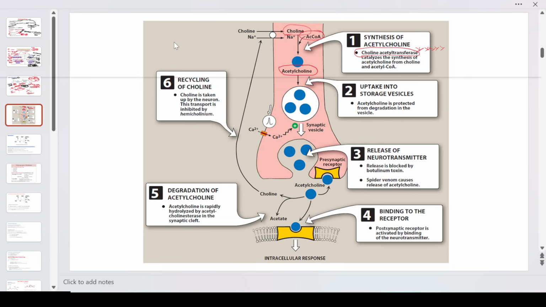I will highlight this one. This enzyme is most important, choline acetyl transferase. Now again, this acetylcholine is taken up into the storage vesicle. This is the vesicle, and the acetylcholine is stored in the vesicles. Why? Because acetylcholine is protected from degradation in the vesicle.